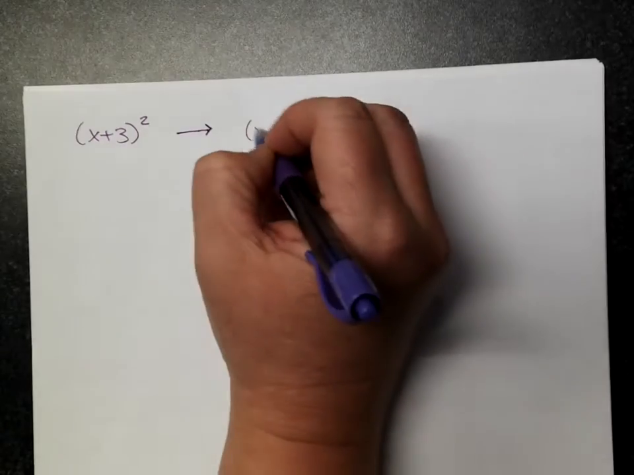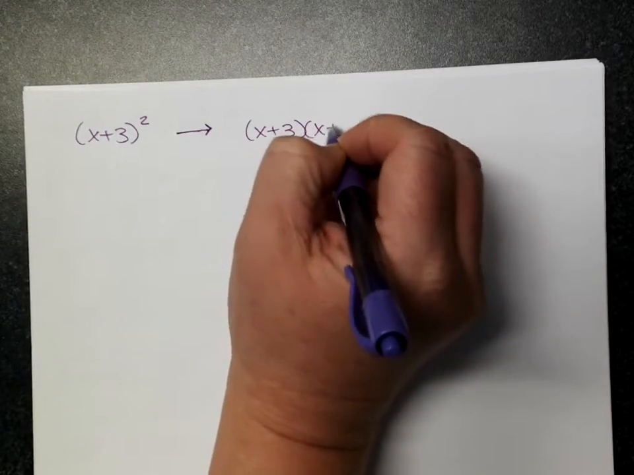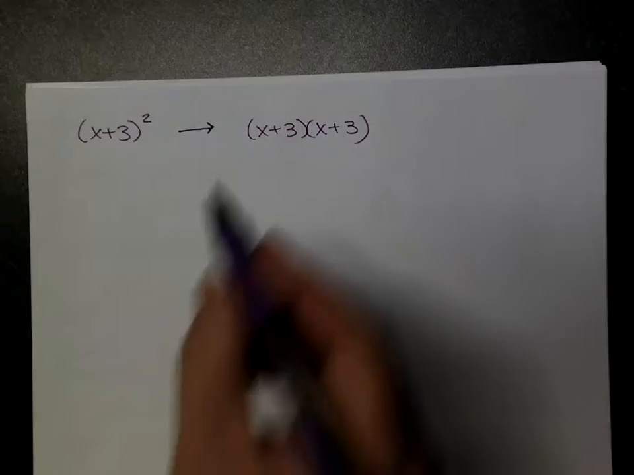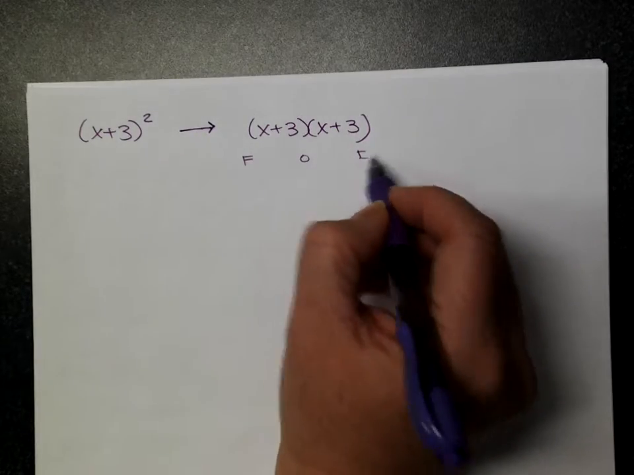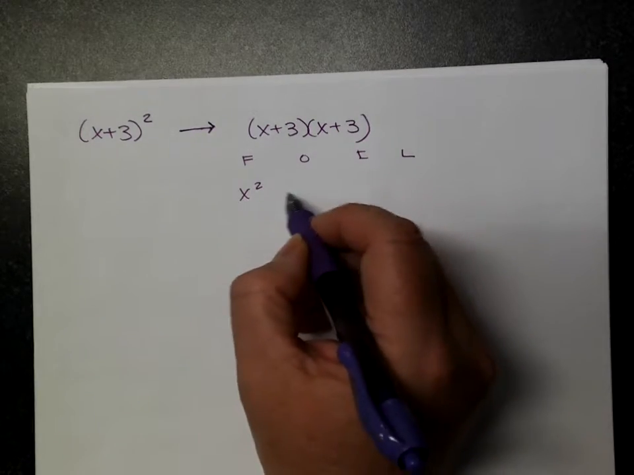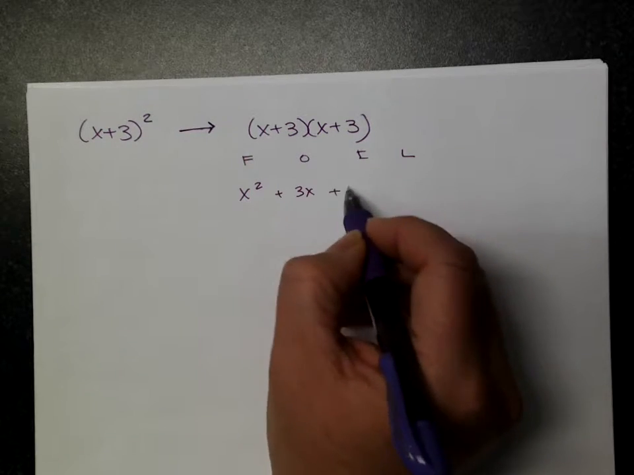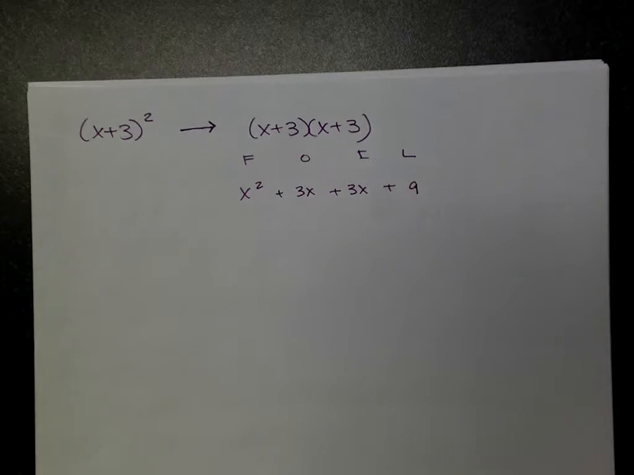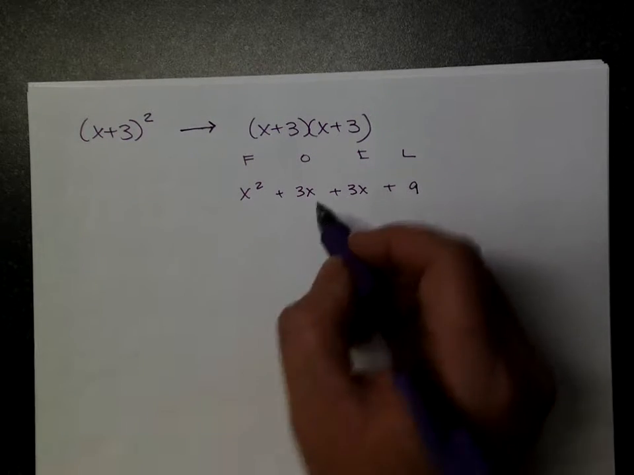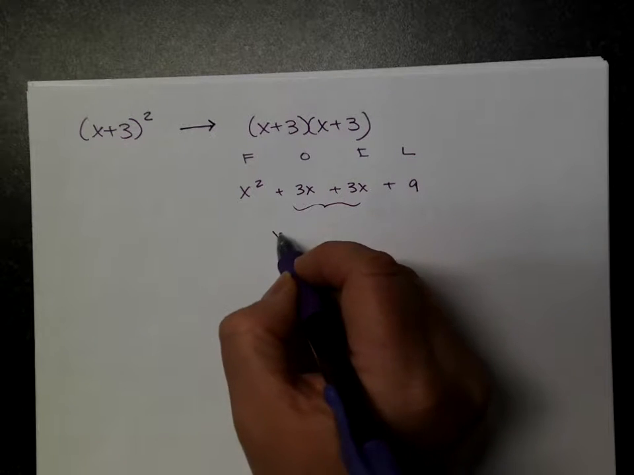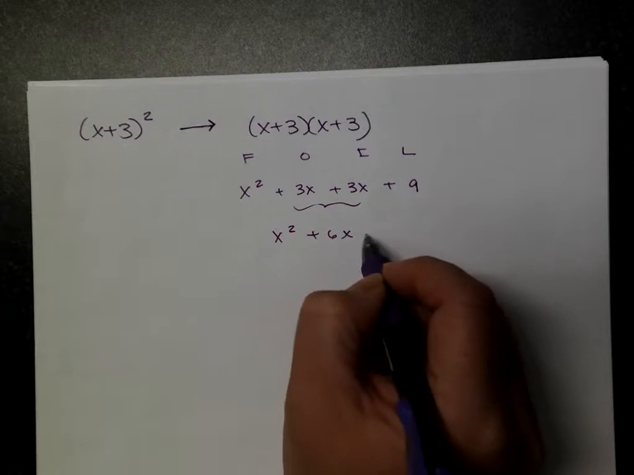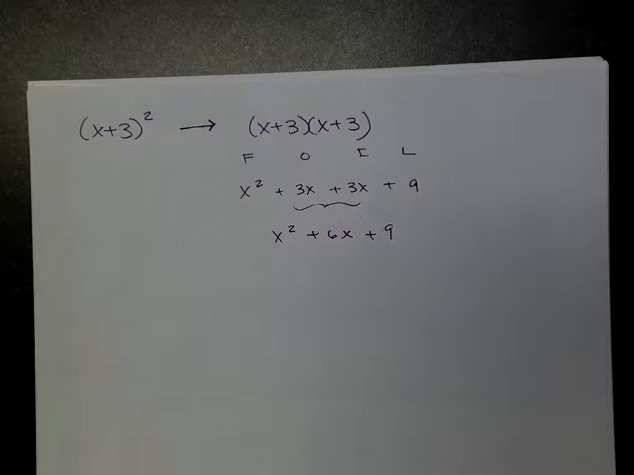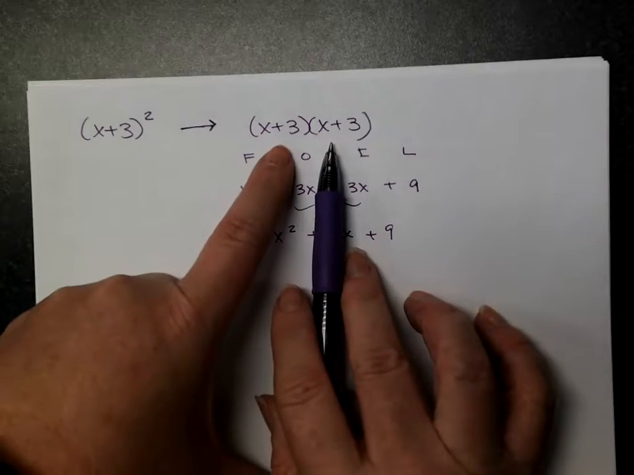Okay. So if you expand this out, and now FOIL it. X squared plus 3x. And then, and of course those are like terms, so x squared plus 6x plus 9. Now this wasn't just any two binomials multiplied, two different binomials. This is a binomial squared, a binomial times itself.